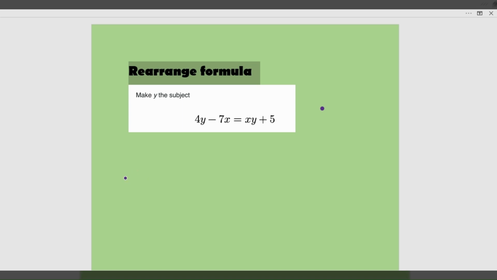Okay, so we're asked to rearrange the formula to make y the subject. Right, the first thing that I want to do is get all the y's on one side of the equals and anything without a y on the other side. So I'm going to bring that xy over. Okay, so that's going to give it its opposite sign.